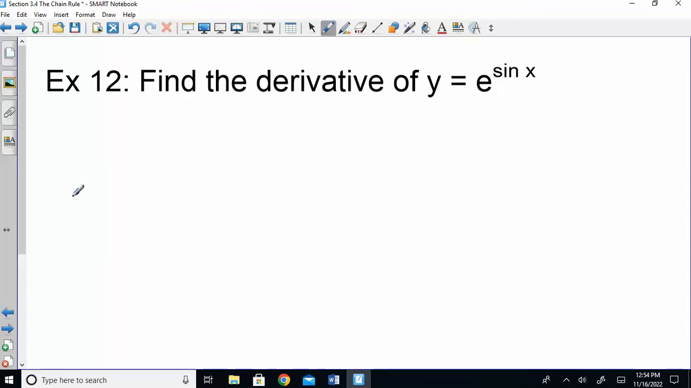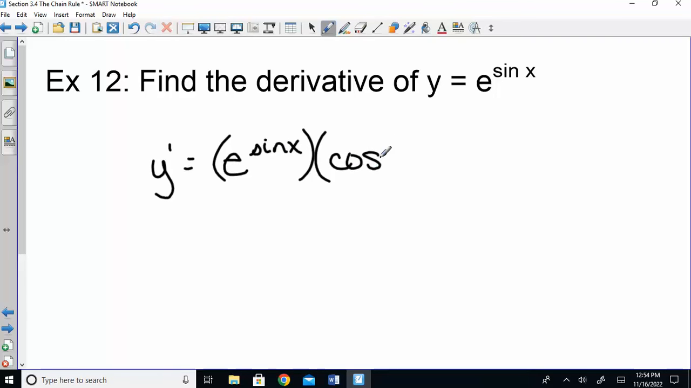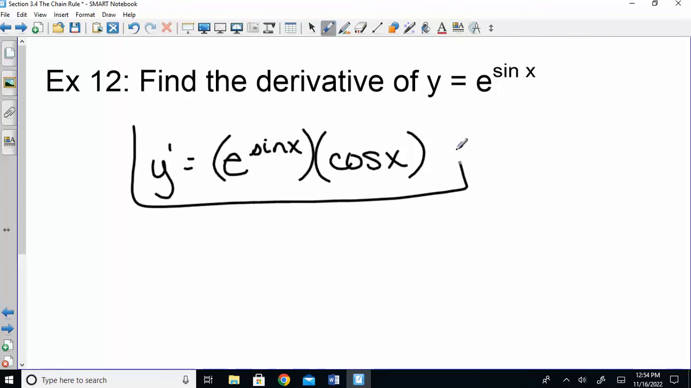Last example for this. I want the derivative of e to the sine x. We know the derivative of e to the x is still e to the x. But my power isn't just x here. So derivative of e to something is still e to the something. So it's still e to the sine x, but when I do chain rule, what's the derivative of the inside? Derivative of sine is cosine x. And there's really nothing you could do to clean that up.